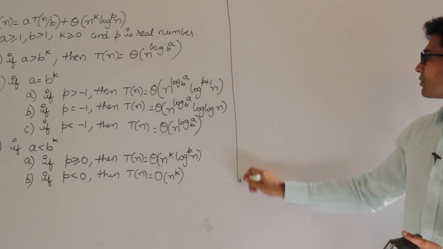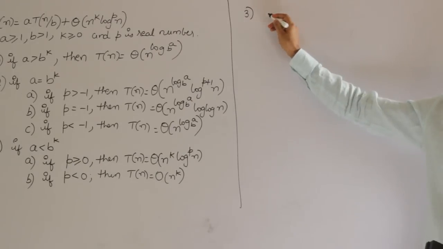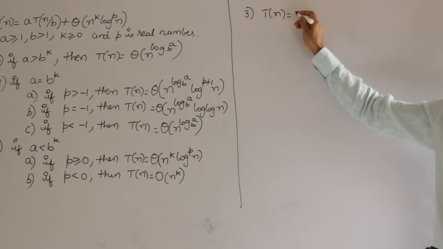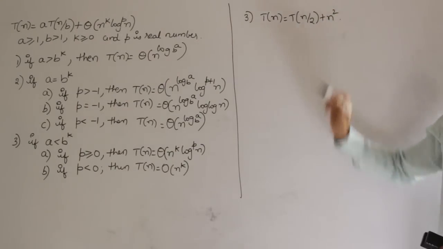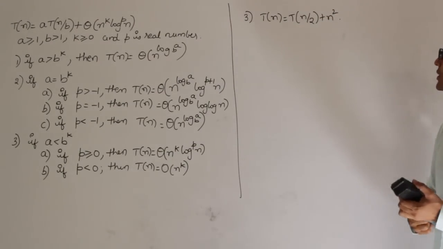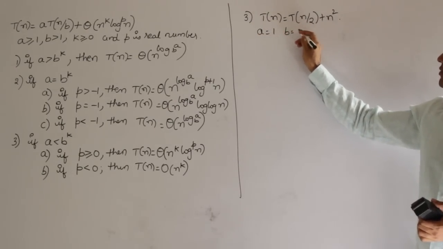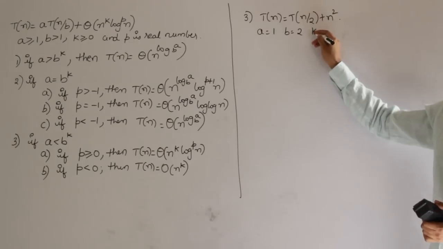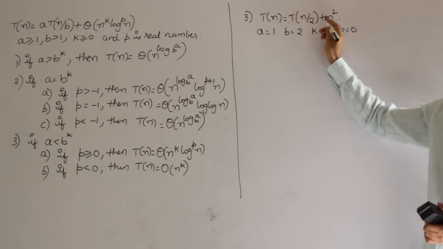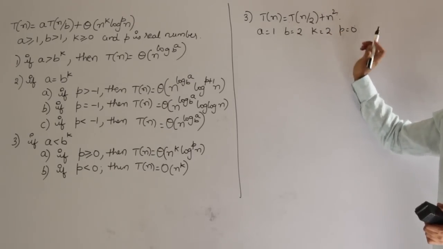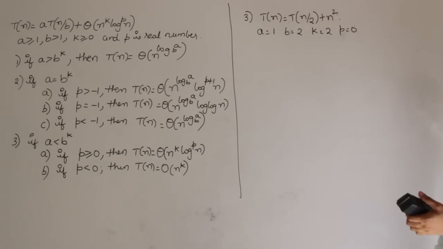Next one, problem number 3 is this: T of n equal to T of n by 2 plus n square. Okay, so in this a equal to 1 and b equal to 2, k equal to 2 and p equal to 0. So according to that equation we got a, b, k and p values.